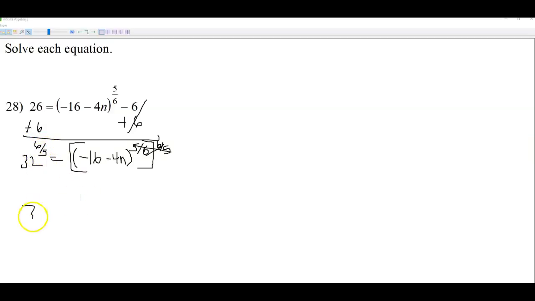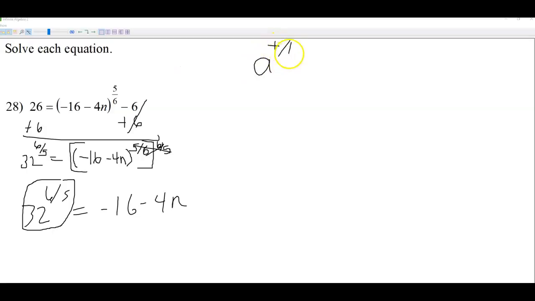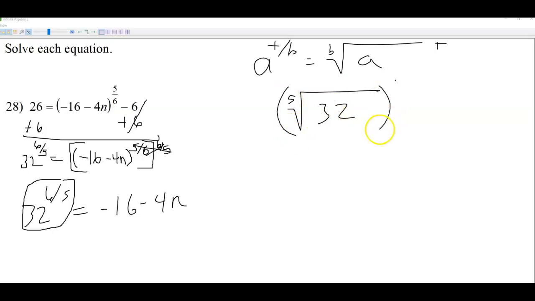And what that's going to leave me with then is 32 to the 6/5 power is equal to negative 16 minus 4n. Now, before I go any further, I'm going to simplify this expression really quick, because it can be. Using the a to the t over b rule that I shared with you earlier, I can rewrite 32 to the 6/5 as the fifth root of 32 raised to the 6th power.